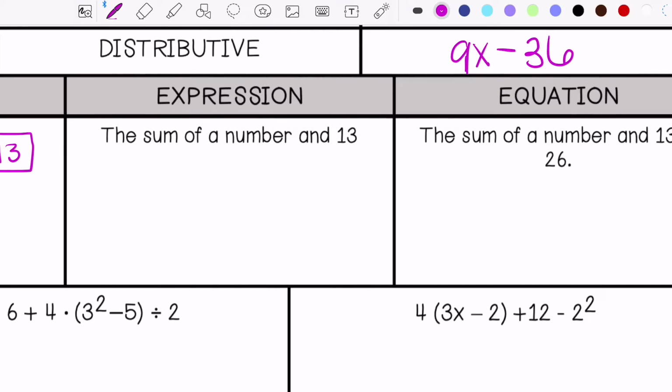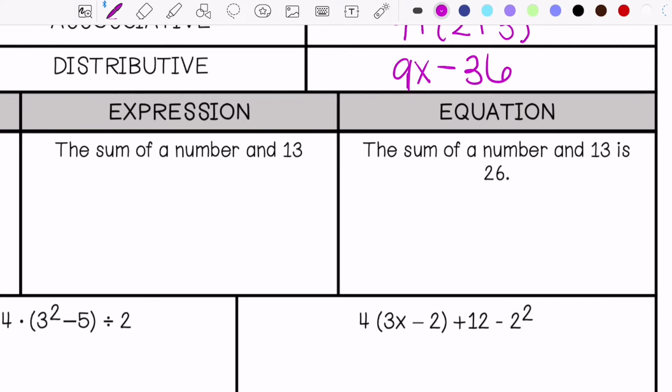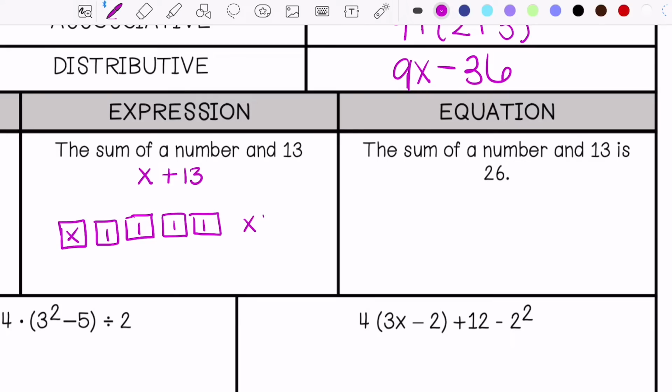All right, what is the difference between an expression and an equation? So here where it says expression, it says the sum of a number, so an unknown number, and 13. There is no equal sign. It doesn't equal anything. And another example of an expression is here what it would look like in a model. So I have x, and let's just say I have this. This would be x plus 4.